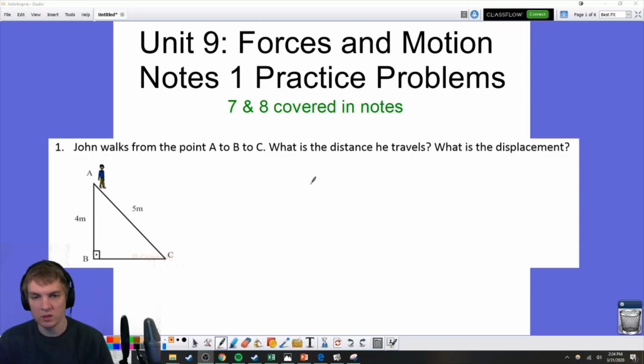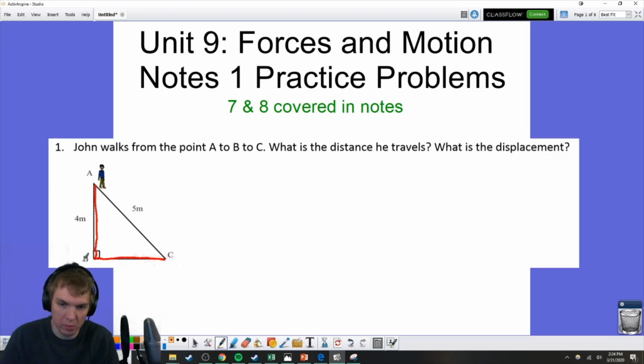So number 1 says John walks from point A to point B to C. What is the distance he travels, and then what is the displacement? Well, he walks from A to B, so like this, and then from B to C. I'm sorry I'm not drawing very straight lines, but we get the idea. So the distance he travels is the total distance from A to B and then from B to C. We have the distance from A to B, that's 4 meters, but we do not have the distance from B to C.